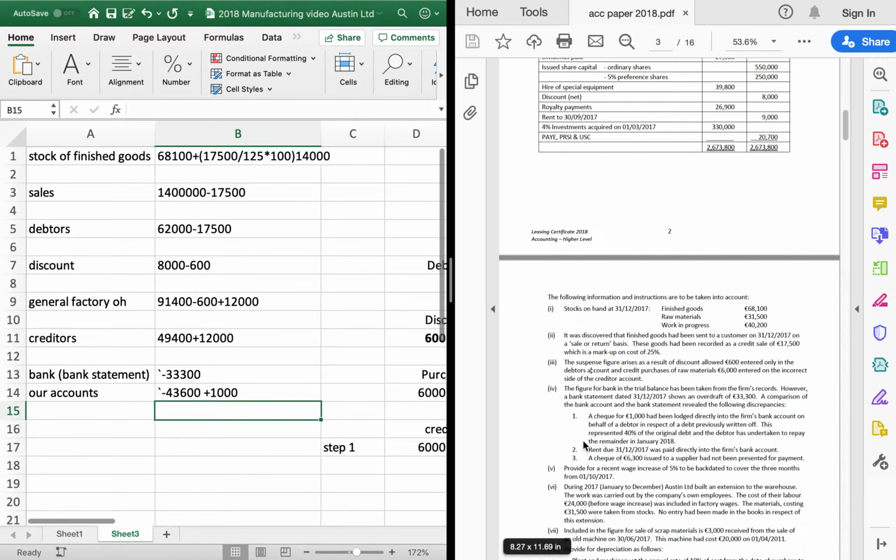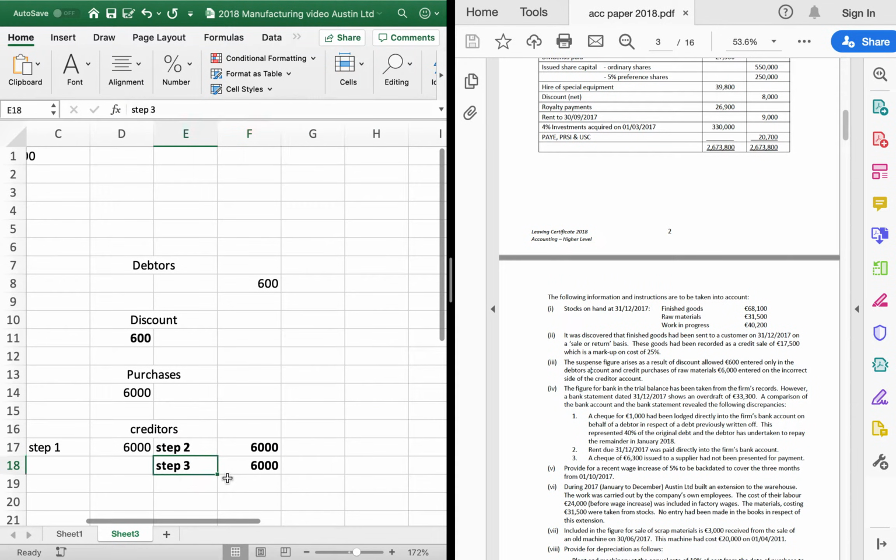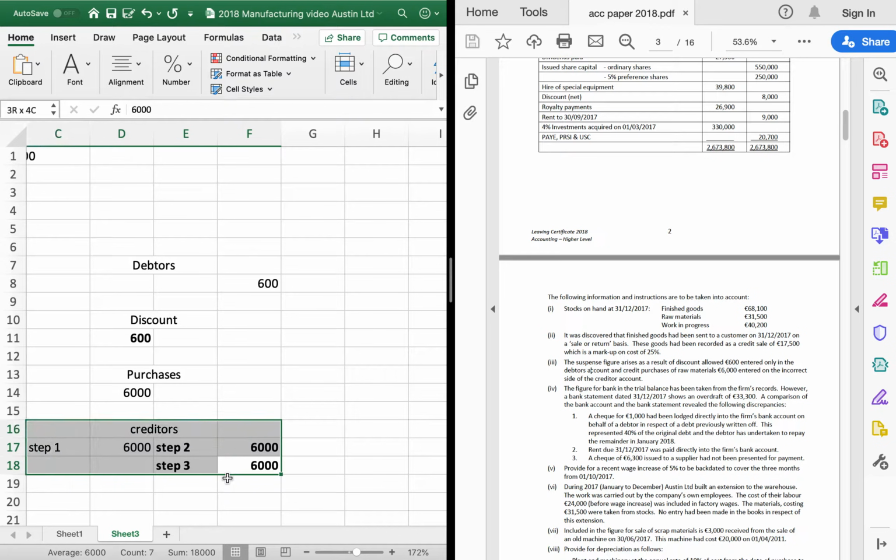Okay, so a check for 1,000 has been lodged directly into the firm's bank account on behalf of a debtor in respect of a debt previously written off. This represents 40% of the original debt, and the debtor has undertaken to pay the remainder in January 2018. So this is our bad debt recovered working. So the full amount is a bad debt recovered. So you remember that, hopefully, from our work on sole traders in the last while.